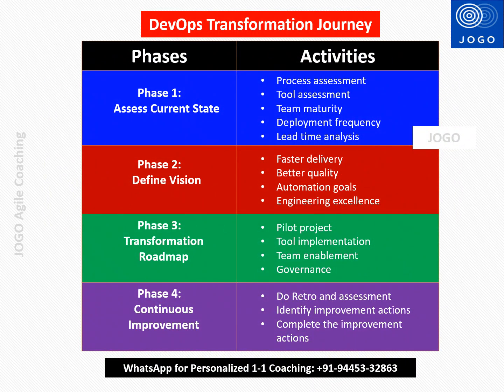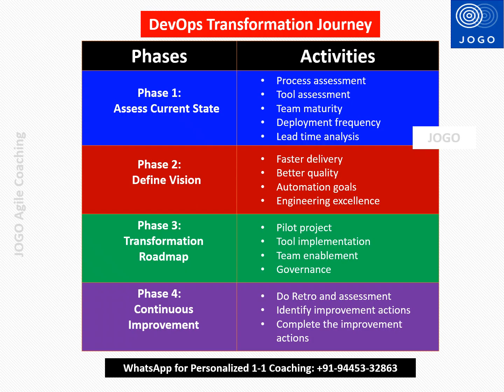Now let us understand the DevOps transformation journey. DevOps transformation has 4 phases, and each phase has some activities. Phase 1 is assess the current state. Whatever state we are in the organization, we need to assess. We need to assess the process, what processes are followed by the team, what tools are used by the team for the software development life cycle, what is the team maturity in terms of following the process and agile, what is the deployment frequency of the current state, and what is the lead time analysis for the user story delivery. So this is the first step.